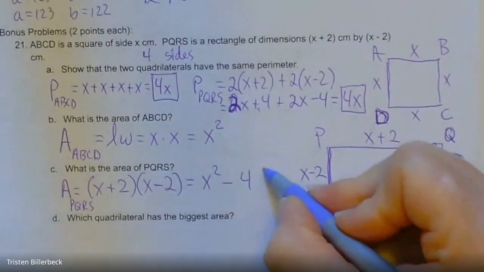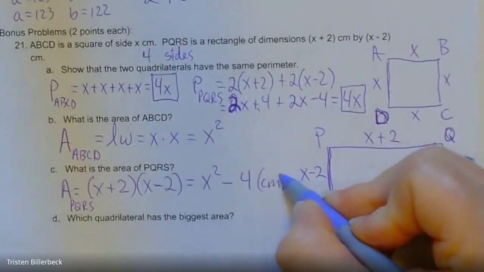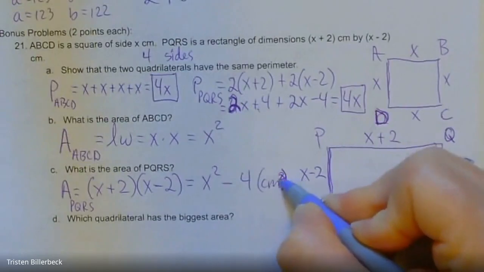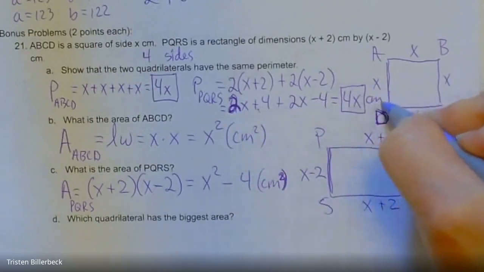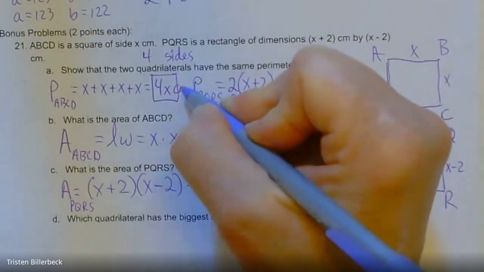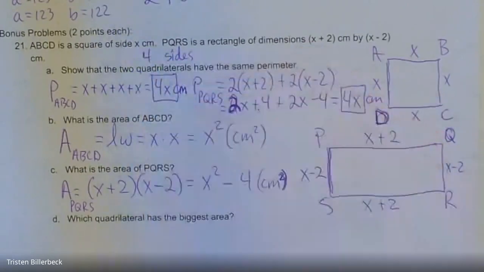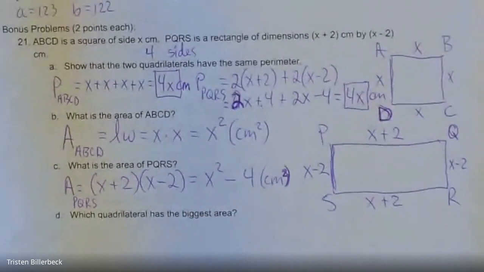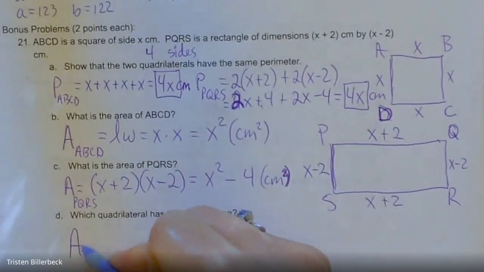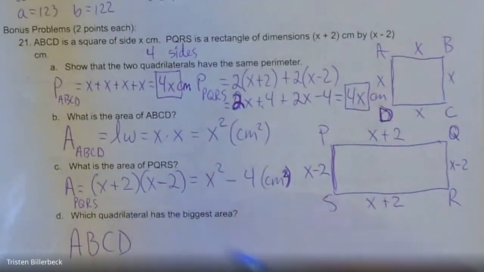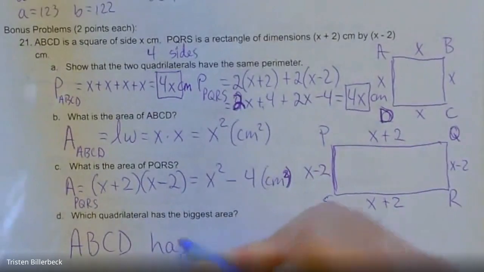Oh, okay, and these are in centimeters, so this is going to be centimeters squared. And that's centimeters squared. And perimeter is always in centimeters, so you mustn't forget your units there, because we were talking about centimeters. Okay, so which quadrilateral is the biggest? Well, if I'm subtracting 4 from PQRS, and both of them have an x squared, that would make the ABCD has the biggest area.